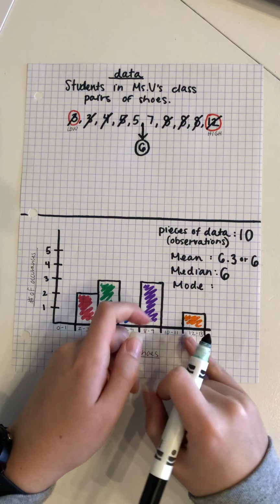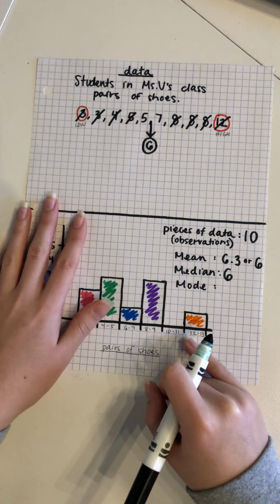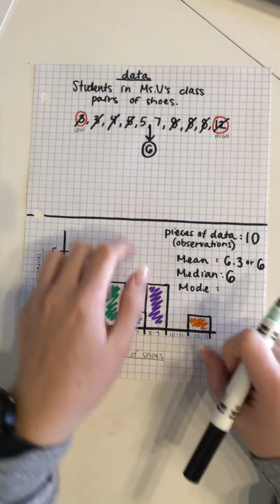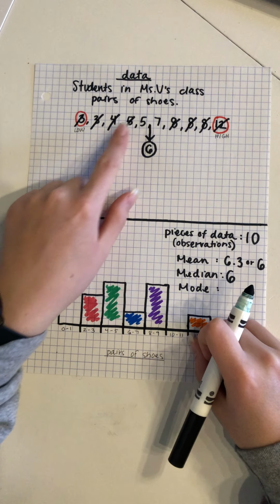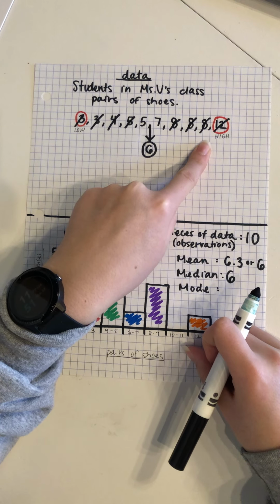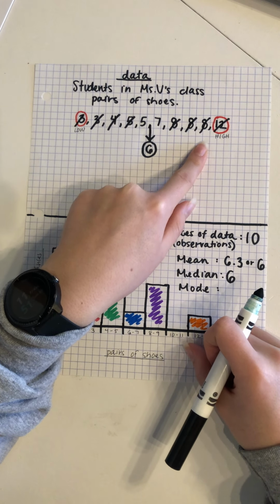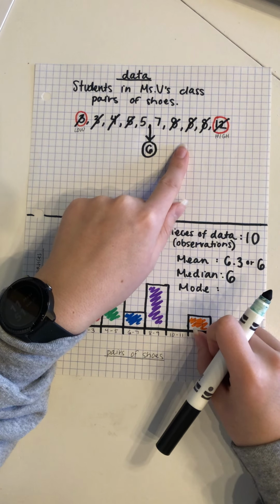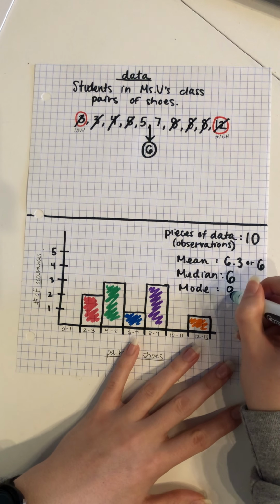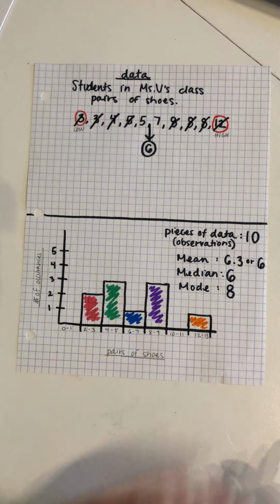So I'm going to go back and look at my data and I'm going to see what number showed up more times than any. So I know I had 2 3s. I also had 2 5s, but I had 3 8s. So if I was trying to pick the number in our data that popped up the most often, it would be the number 8. Awesome job, guys.